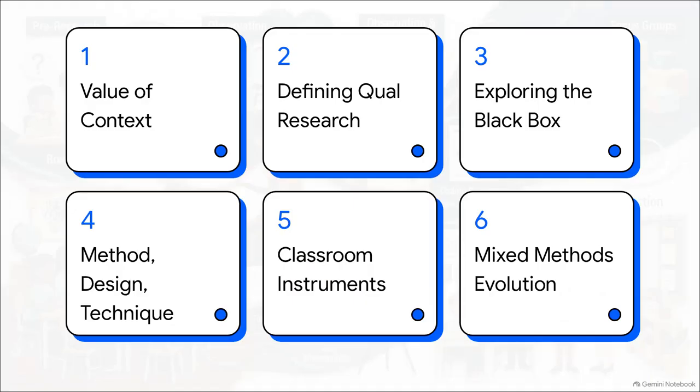Okay, let's take a quick look at our roadmap for today. We've got 6 stops. 1. The value of context. 2. Defining qualitative research. 3. Exploring the black box. 4. Method, design, and techniques. 5. Classroom instruments. And finally, 6. The evolution towards mixed methods.